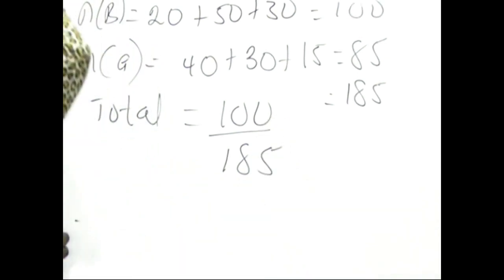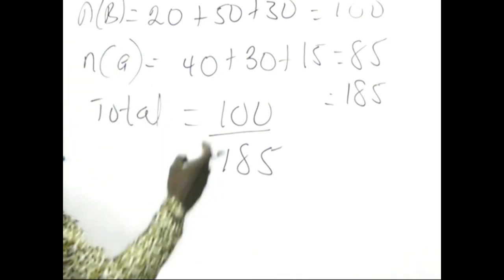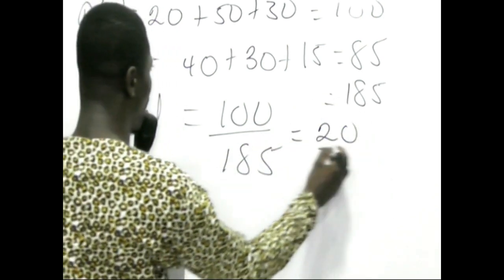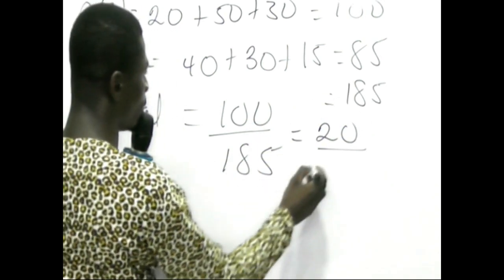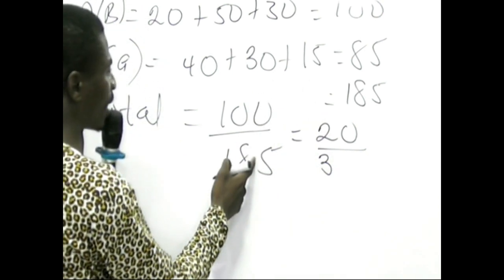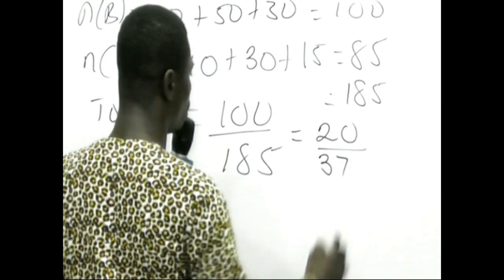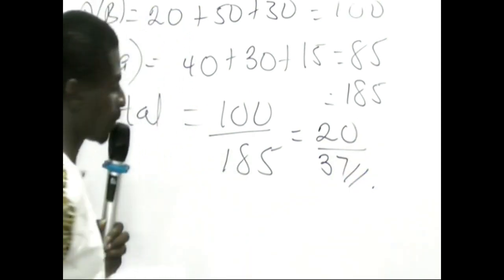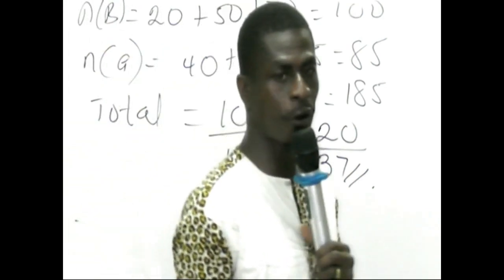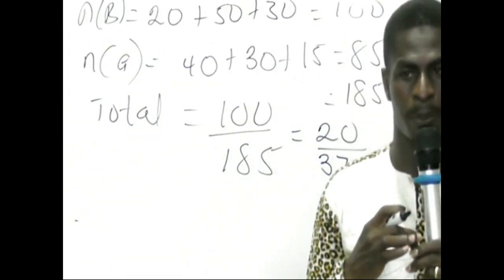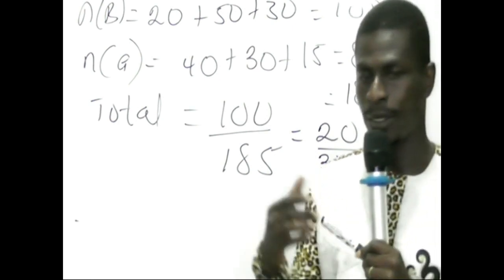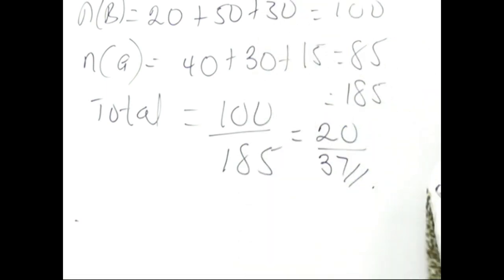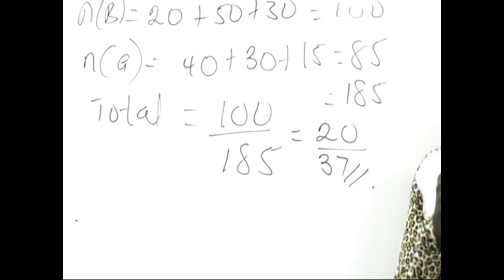From here, we can say that 5 will go there, 20, 5 will go into 18, 3, remember 3, 35, 5 will go into 35, 7. So we are having 20 out of 37 as our probability for number of boys that can be picked in a class. So we just add the number of boys divided by the total number of students in the class. Now we go to the next question.